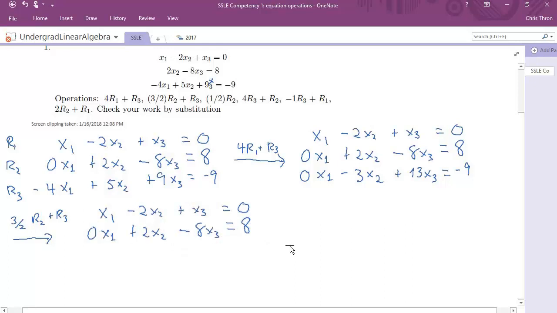Okay. Now, the third equation is now going to be 3/2 r2 plus r3. So how does that work? Well, let's go variable by variable again. Notice how the first variable both have 0, so I still have 0x1. Second variable, 3/2 times 2 gives me 3, minus 3 gives me 0. So notice we're getting zeros here, which is going to make it easier to solve.